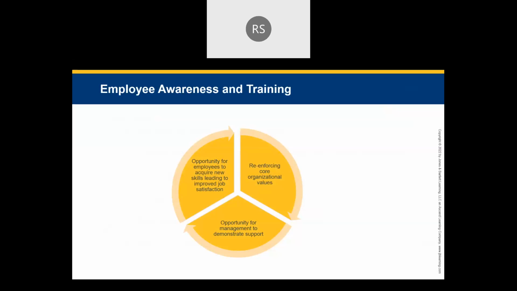Now, the security awareness training programs also provide employees with the opportunity to acquire new skills and knowledge related to information security. By improving their understanding of security's best practices, employees become more effective in recognizing and mitigating security risks. Acquiring these skills not only enhances the organization's security posture, but it also contributes to employees' professional growth and job satisfaction.